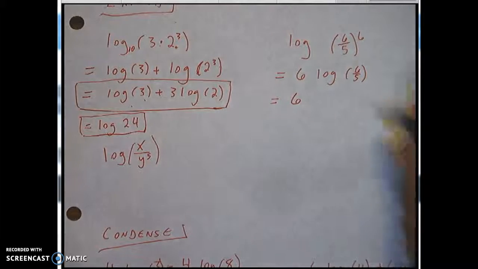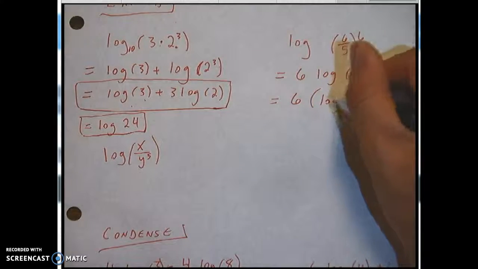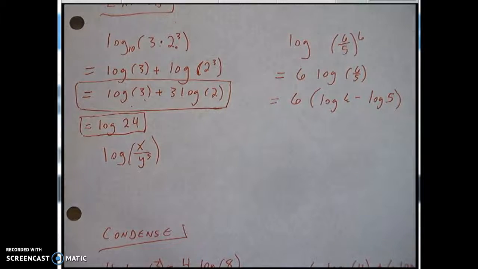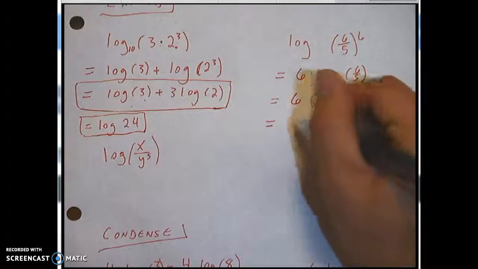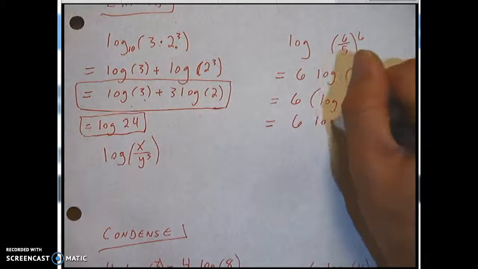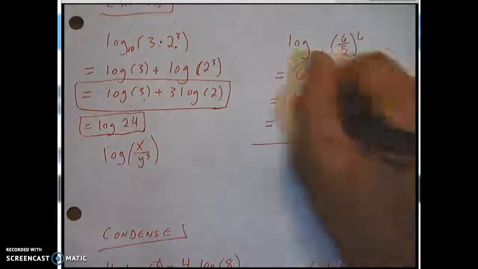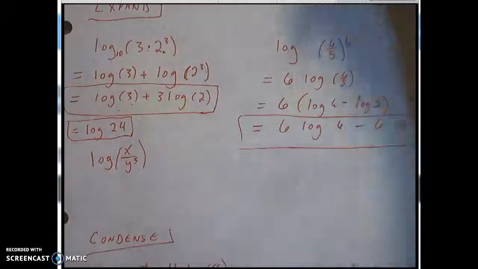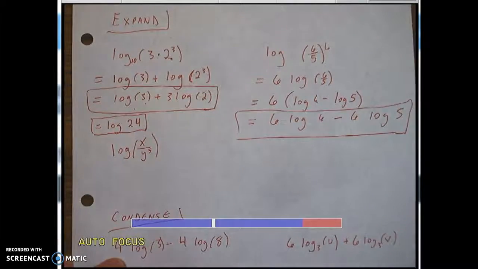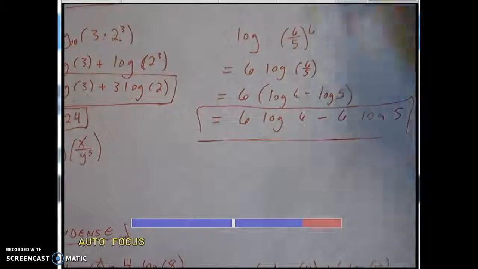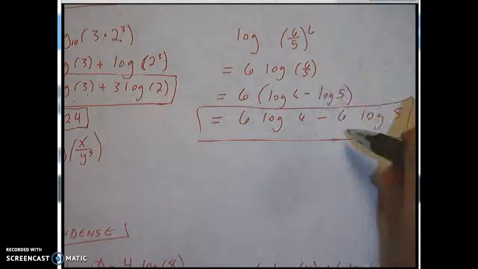But when I expand, be careful, because the 6 is going to multiply the entire thing. Log of 6 minus log of 5. And now you should go ahead and distribute the 6 to get 6 log of 6 minus 6 log of 5. And so that's another way to expand, where division becomes subtraction.